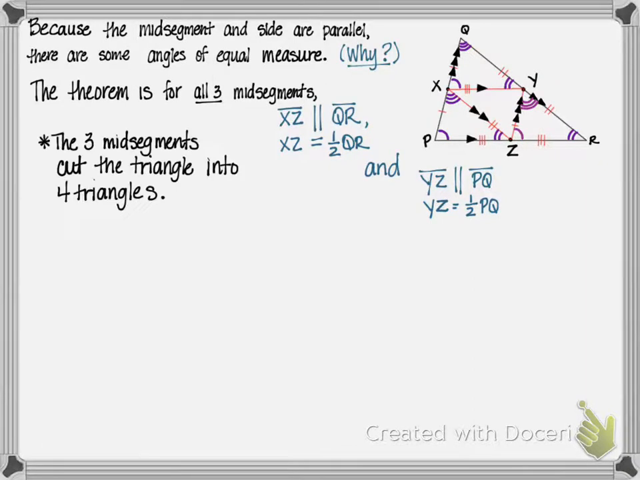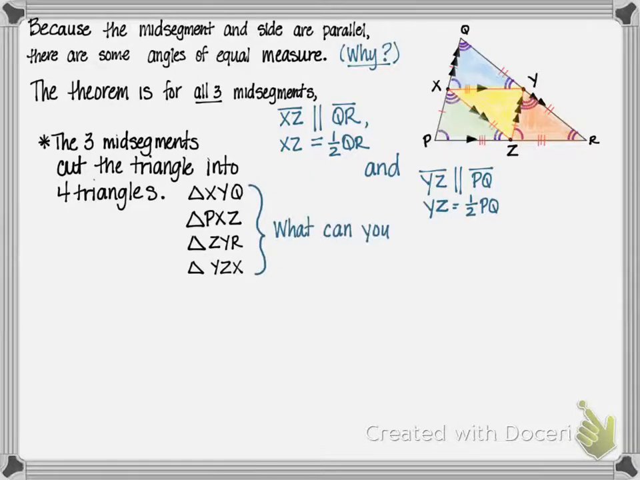So the midsegments end up dividing the large triangle into four smaller triangles. The first triangle we get is the triangle XYQ, which I highlighted in blue. The second triangle is the triangle PXZ, highlighted in green. The third triangle is the triangle ZYR, highlighted in orange. And the fourth one was our midsegment triangle, triangle YZX.